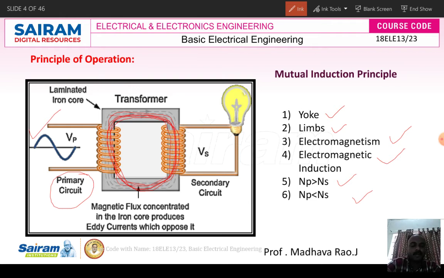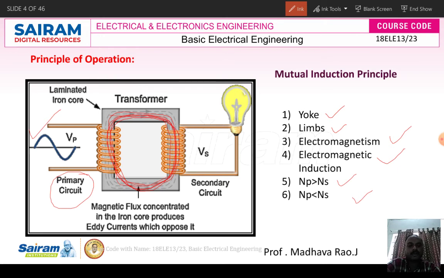In a step up transformer, the secondary voltage will be more than the primary voltage. In a step down transformer, the secondary voltage will be less than the primary voltage, but the currents are vice versa. When voltage is less, current will be more. When voltage is more, current will be less. But if you calculate the primary side and secondary side power, both will be equal.